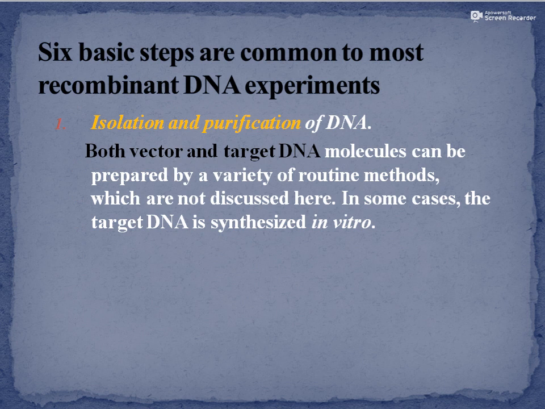So the first step is the isolation and purification of the DNA. Both the vector as well as the target DNA molecule can be prepared by a variety of routine methods, which are not discussed here. If you have to take a gene of interest from a particular human DNA, you have to isolate the human DNA. And if you want to put it into a particular vector, I told you a vector is something which will carry the gene of interest, so you have to take the vector DNA also.